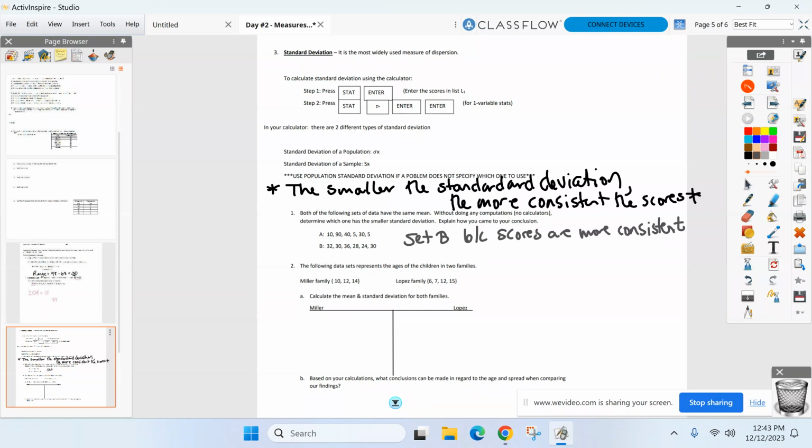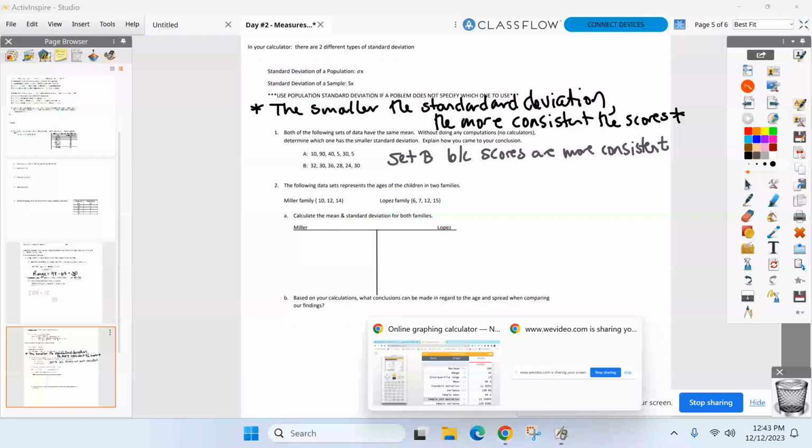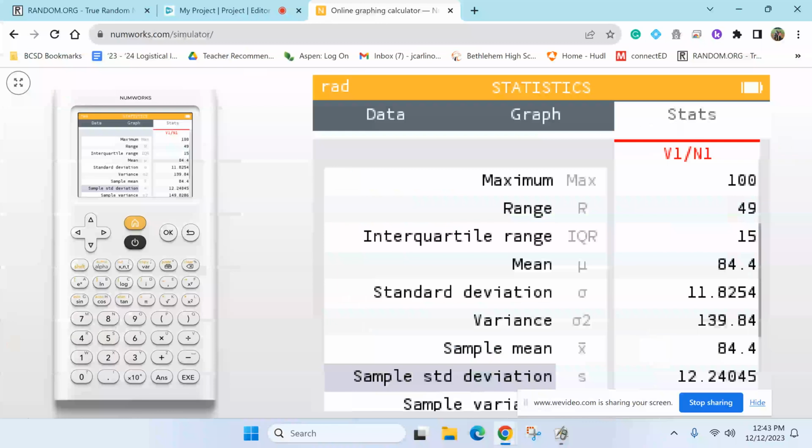All right, bless you. Let's look at two families right now, the Miller and the Lopez. The Millers have 3 kids of those ages, and the Lopez have 4 with those ages. We're going to do this separately. First, for the Millers, can you guys calculate the mean and the standard deviation? So go back to the calculator. I'm sure you could find the mean quicker, adding them up and dividing by 3, but standard deviation, I don't have a formula for. The calculator does it.